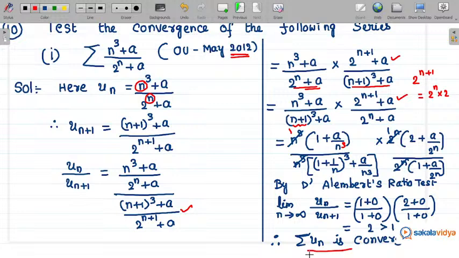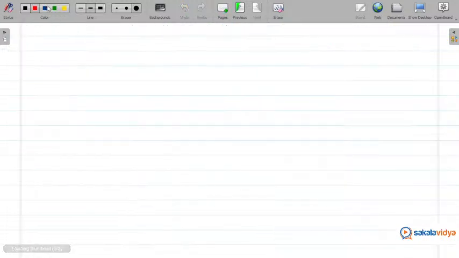So therefore sigma un is convergent. I hope it's very clear. So let us move to the second question under 10th. Let us move to the second question.